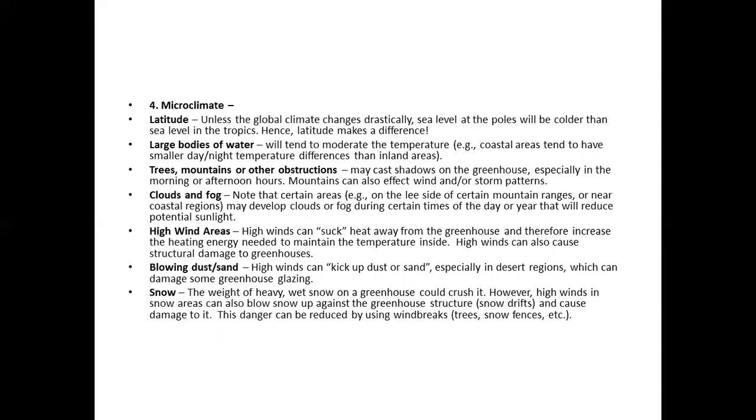Then clouds and fog. Certain areas on the lee side of certain mountain ranges or near coastal regions may develop clouds or fog during certain times of the day or year that will reduce potential sunlight. So clouds and fog also affect the crop in the greenhouse, as they in turn affect the indoor temperature of the greenhouse.